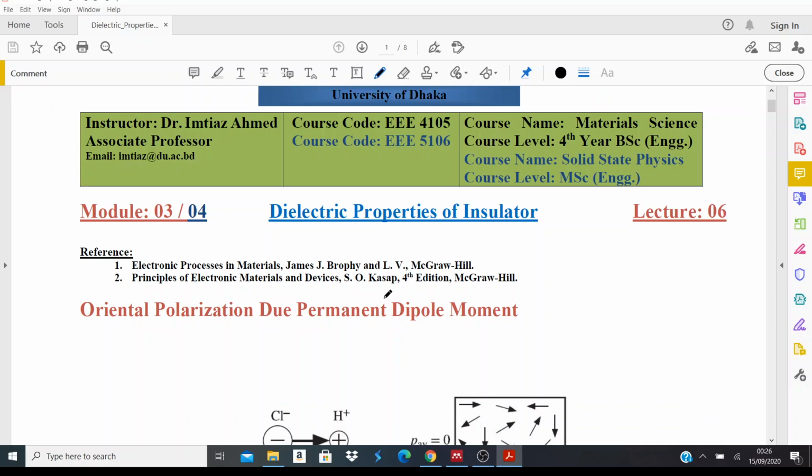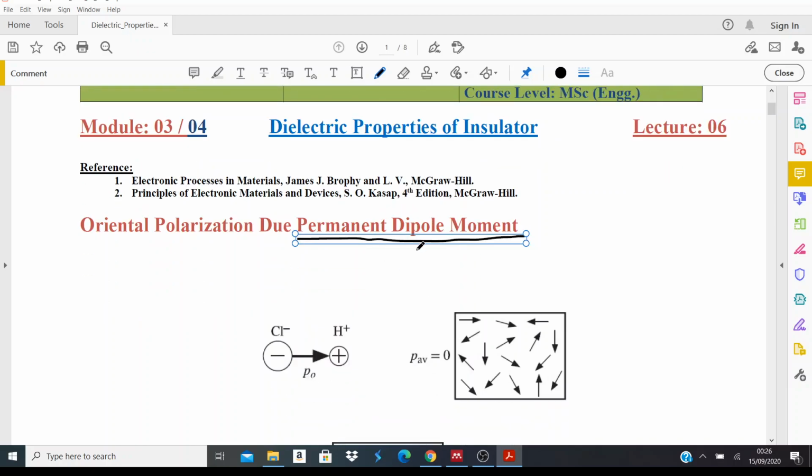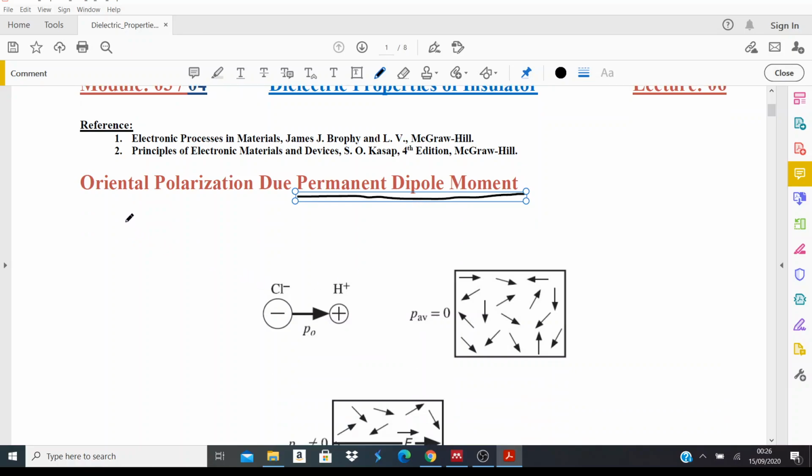In this lecture, my plan is to discuss the orientational polarization due to permanent dipole moment, right? The word permanent dipole moment arises because there are some molecules. Let's say we have HCl, hydrogen chloride. The HCl molecule has a permanent dipole moment, chlorine minus ion and hydrogen plus ion, and let's say the amount is P0. So every HCl molecule will give you some dipole moment P0.